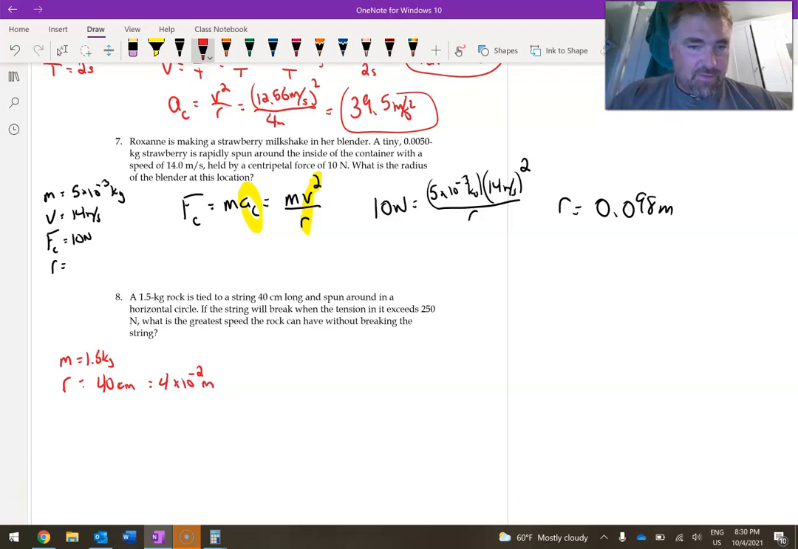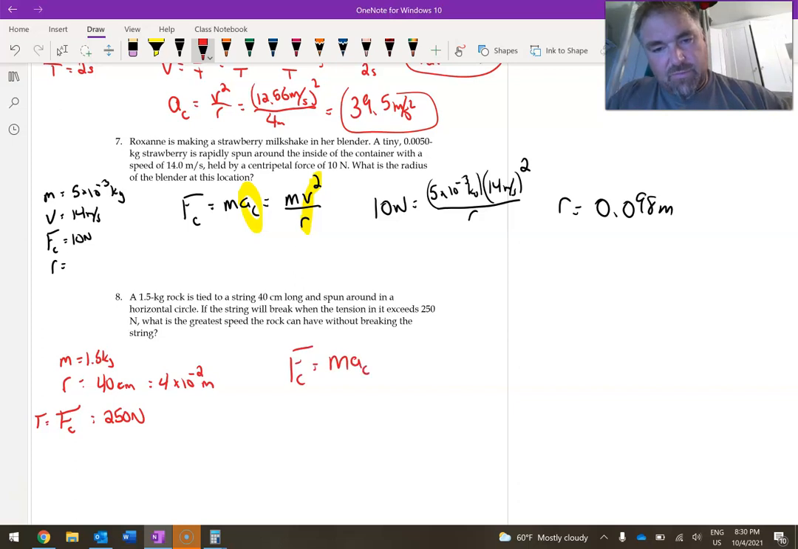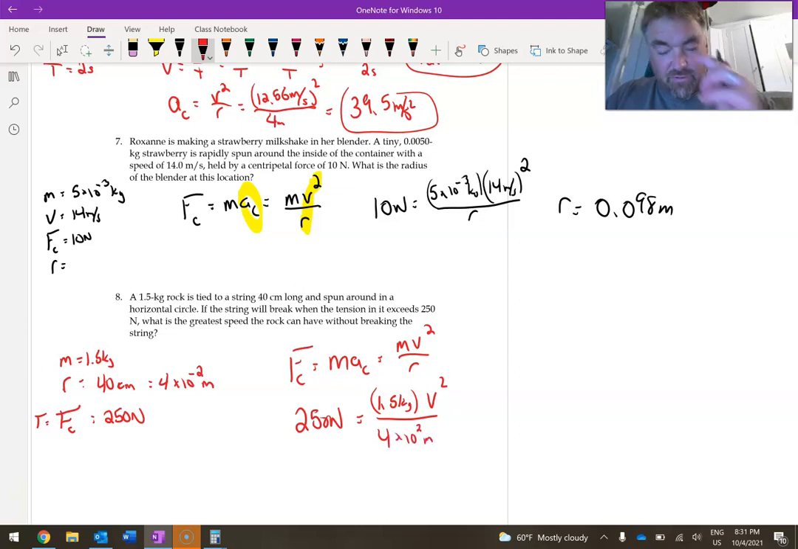Now, it does tell me it'll break when the tension exceeds 250 newtons. So the maximum force, the tension or centripetal force, is going to be 250 newtons. And so we're looking for the greatest speed. For this, centripetal force is once again mass times centripetal acceleration, or for the one we need, mass times v squared over r. We know our centripetal force is 250 newtons. We know our mass is 1.5 kilograms. We're looking for the speed in this case, so we're going to have to solve for v. And our radius is 4 times 10 to the negative second meters, so only 40 centimeters.